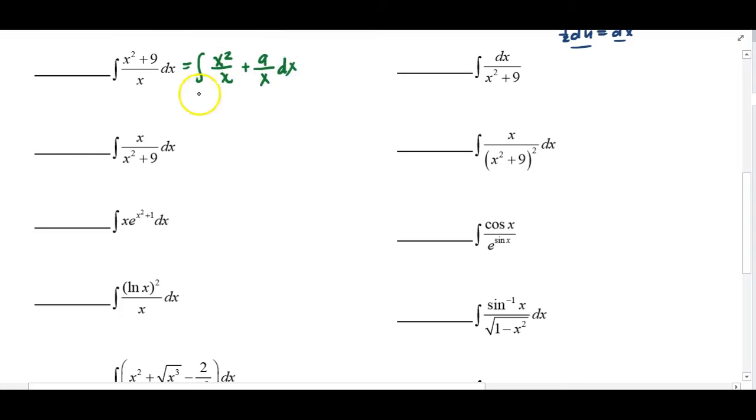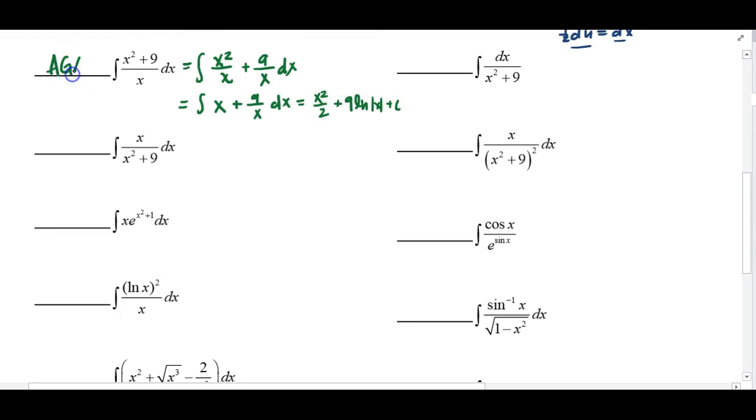I can split it up. It does not work the other way around, like the one below it. I cannot split this one up, so we'll get to that one. But this one, I can just go to now x squared over 2 plus this one. The 9 comes to the front. This is like 9 times 1 over x, whose antiderivative is ln x plus c.